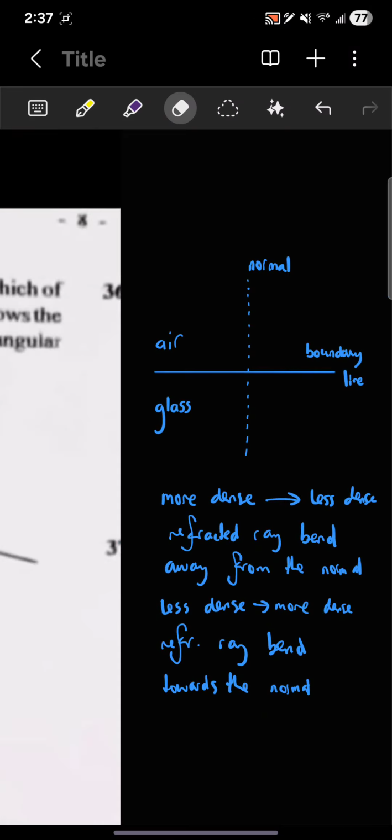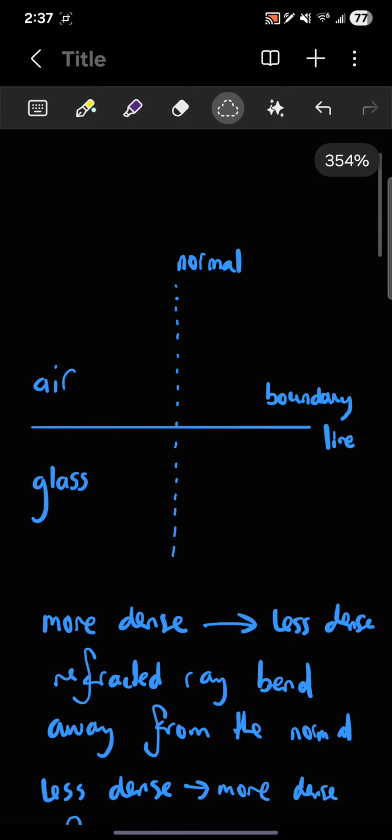So to understand that question, you need to understand a couple basics here. You see this dashed line over here is a normal. You see this solid line, that's called the boundary line. The boundary line separates two mediums. So over here could be air and over here could be glass. And the normal always exists perpendicular to the boundary line.